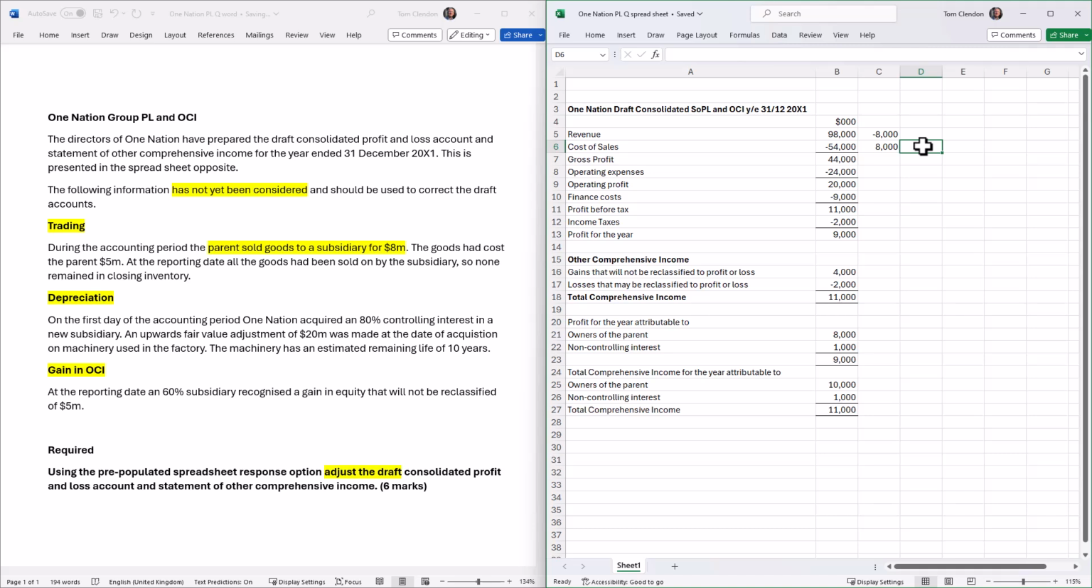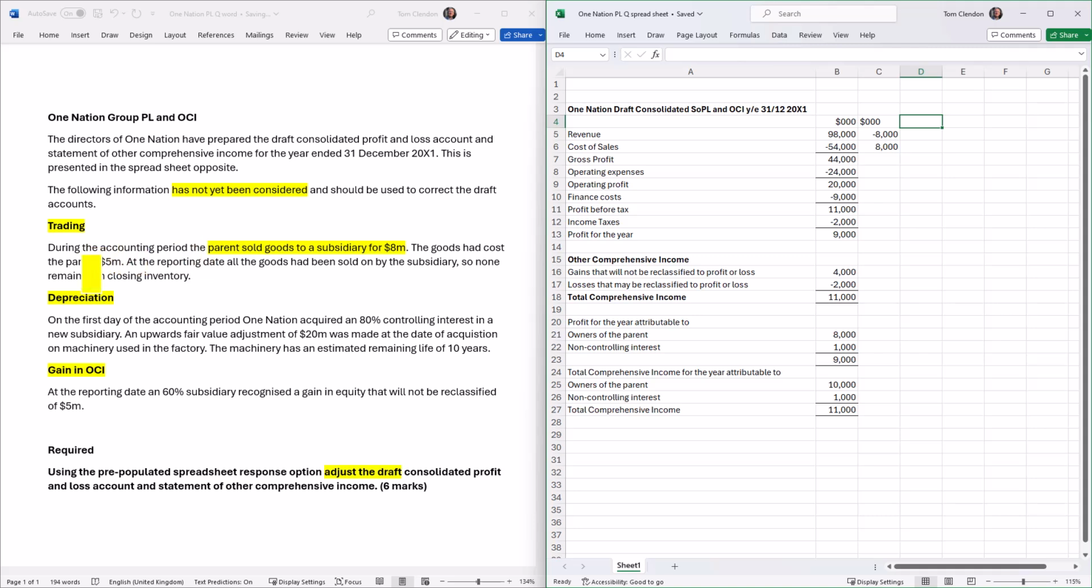So we've put the consolidation adjustment in there, and I notice that although I was given the figures in millions, it's actually thousands in the spreadsheet, so I operate in terms of the numbers in the spreadsheet. If you put in the wrong sign, plus or minus, or if you put in only 8 instead of 8,000, you won't get any marks.